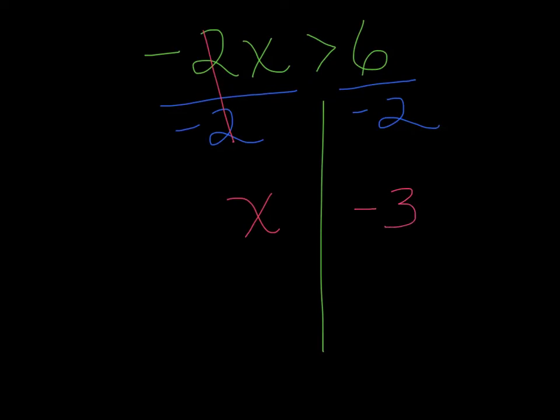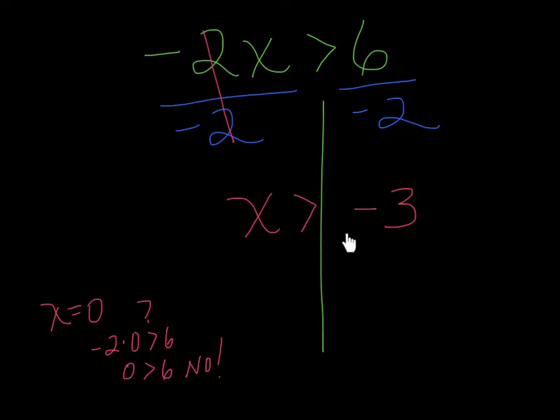Except most people will keep the same inequality. X has to be larger than negative 3. I'm going to tell you why that doesn't work. We're going to pick a number greater than negative 3, so let x be equal to 0. Well, negative 2 times 0, is it greater than 6? Well, negative 2 times 0 is 0, and 0 is not greater than 6. Therefore, this solution right here, that x has to be larger than negative 3, is not true.